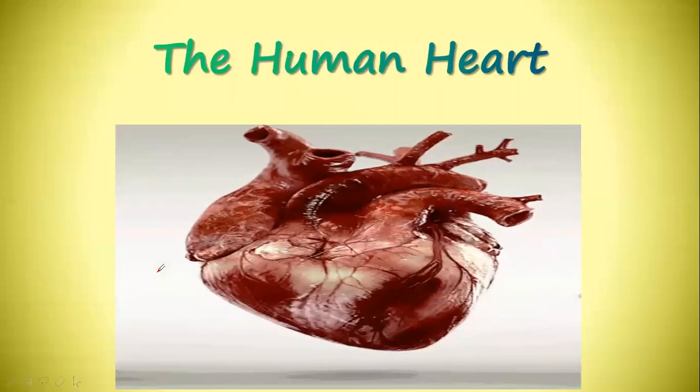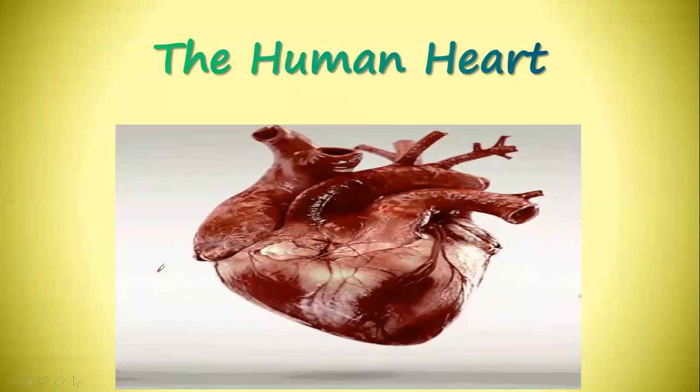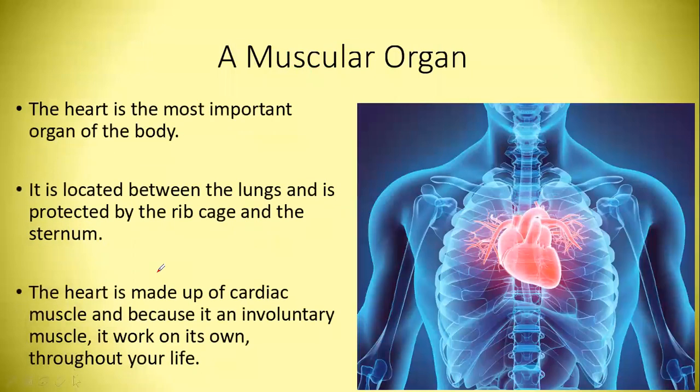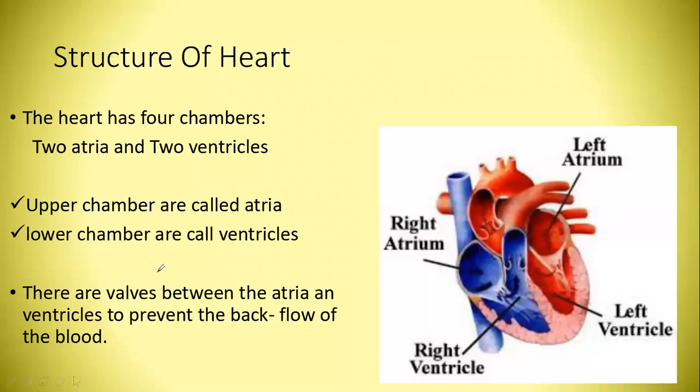The human heart provides blood to all parts of the body. It is a muscular organ, the most important organ of the body, protected by the rib cage and the sternum. Structure of the heart: the heart has four chambers, two atria and two ventricles. Upper chambers are called atria and lower chambers are called ventricles. There are valves between the atria and ventricles to prevent the backflow of the blood.